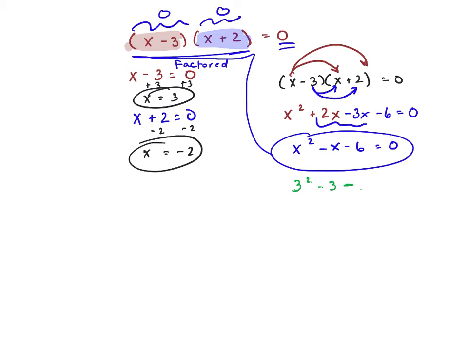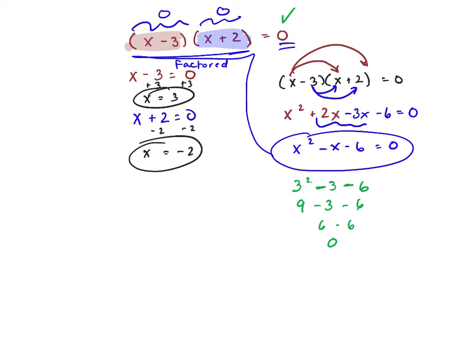That's 9 minus 3 minus 6, which is 6 minus 6, which is 0, which does make it true.